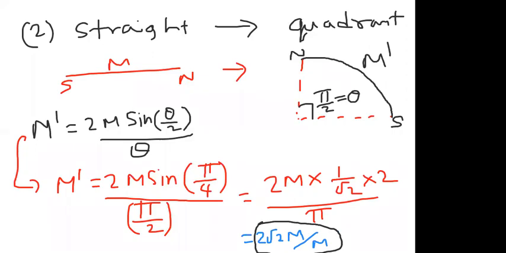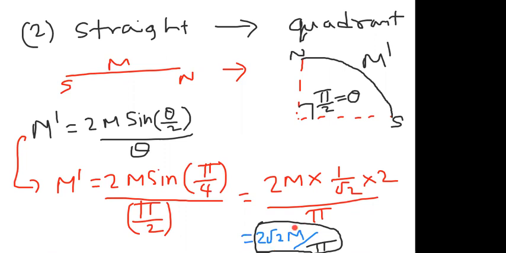2 root 2 m by pi. 2 root 2 m by pi is my answer. So what is the final answer? You observe here, 2 by root 2 is root 2. So 2 root 2 m by pi. Whenever a straight magnet is bent into a quadrant, it is 2 root 2 m by pi.